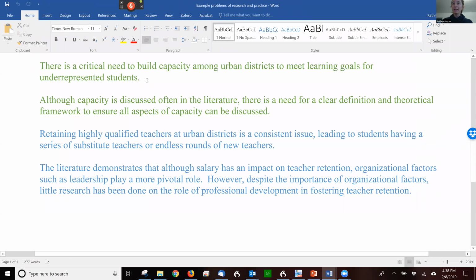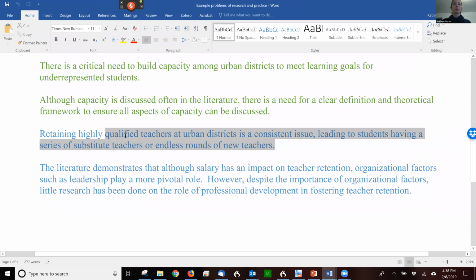There are problems of practice that have already been researched. Like, we don't actually need any more research on them. And there are problems of practice that do need more research. And so partly we're convincing our reader that we need more research on our problem of practice.